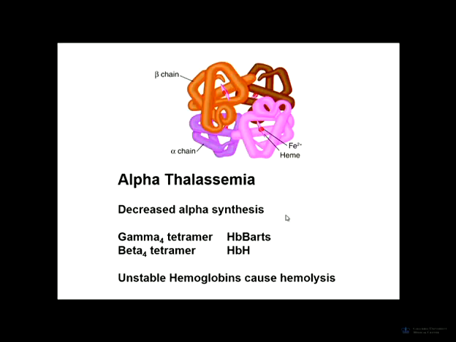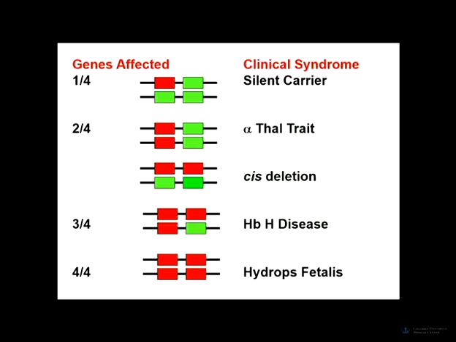So in alpha thalassemia, if you're not having enough alpha, in utero life you'll have gamma-4 tetramer, which is called hemoglobin Bart's, and then after birth you'll have the beta-4 tetramer, which is called hemoglobin H. And these are unstable hemoglobins. They will circulate, but they don't function very well in oxygen delivery. So they're hemoglobins that cause hemolysis. That means that they are synthesized and are in the red blood cell, but they cause hemolysis rather than decreased production of red cells.